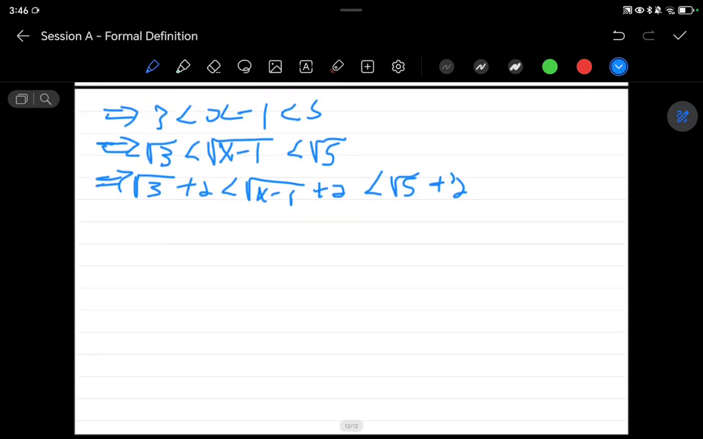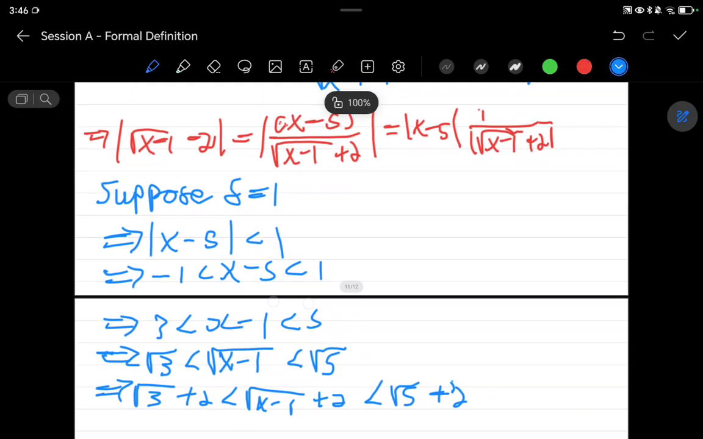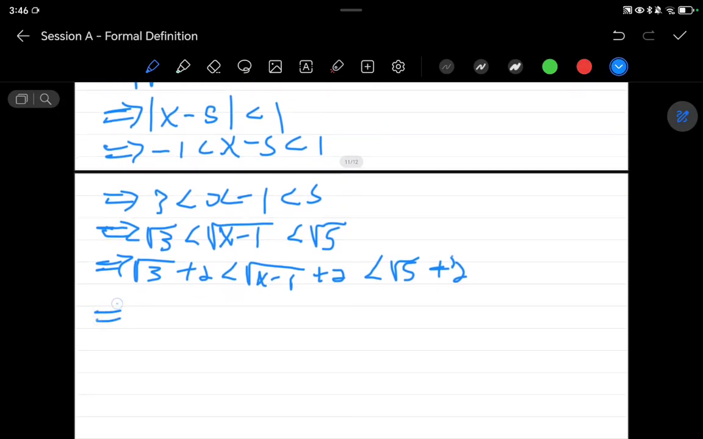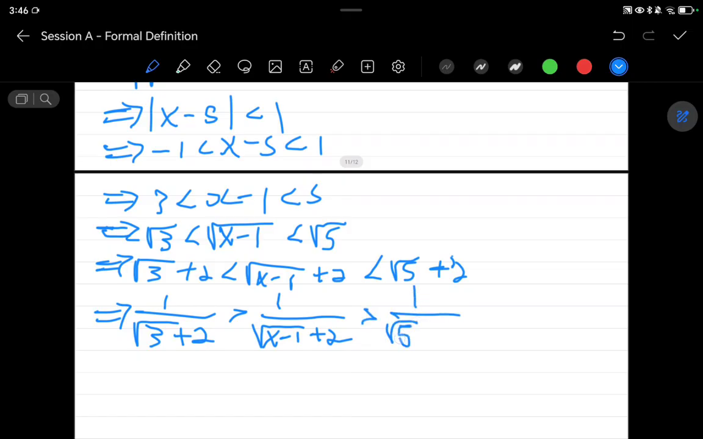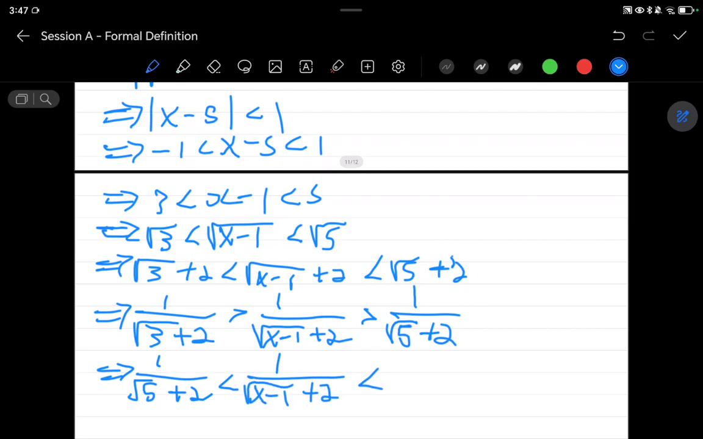Yeah, but we're not looking for this, we're looking for 1 over that, you see. So we must change it. When we change it, we flip this over, the sign will change and face the other side, you see, right? Automatically this was bigger that time, now it becomes smaller, so we can rearrange this and write it like this. It should be less than 1 over the root of x minus 1 plus 2, which is less than 1 over the root of 3 plus 2.